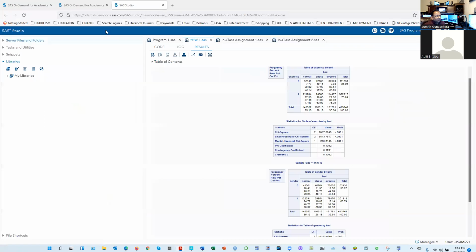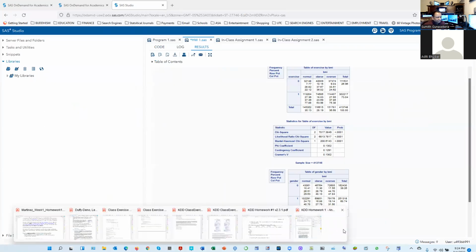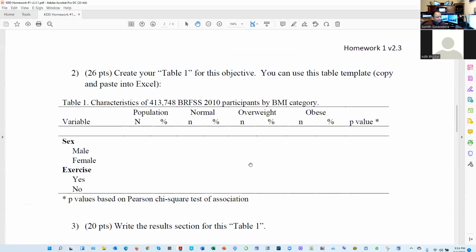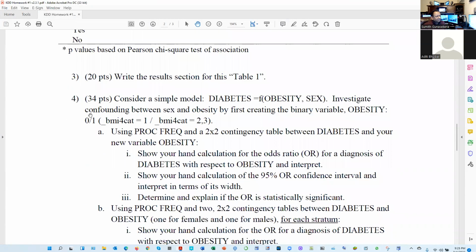Then number 4. Let's go to number 4. Number 4 is waiting. Look, consider a simple model. Now we are trying to go through this route. You're going to say diabetes can be explained through obesity as well as gender now, rather than earlier when we talked about diabetes and obesity only. See, y versus x, one x only.